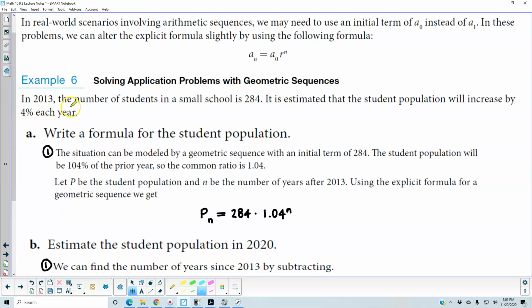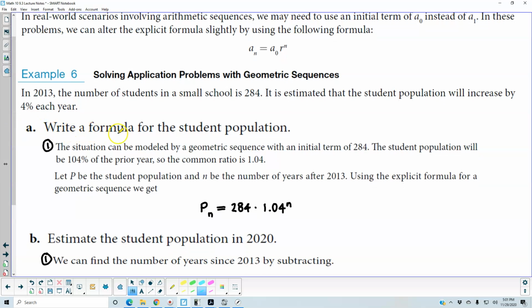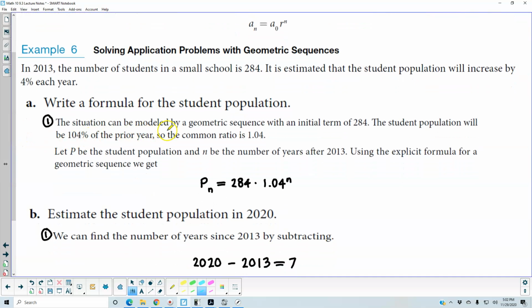In 2013, the number of students in a small school is 284. It is estimated that the student population will increase by 4% each year. In part A, we want to write a formula for the student population. Now, the situation can be modeled by a geometric sequence with an initial term of 284. The student population will be 104% of the prior year because it's increasing 4% of the 100. So the common ratio in decimal form is 1.04.